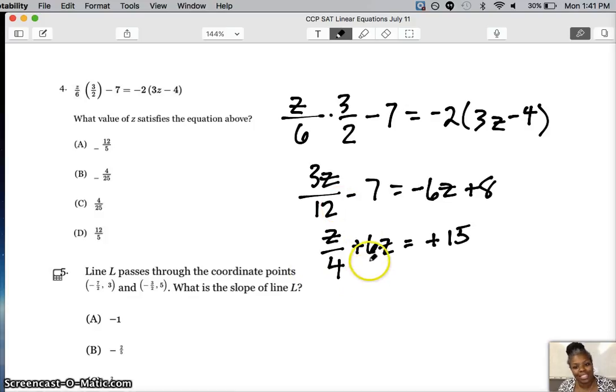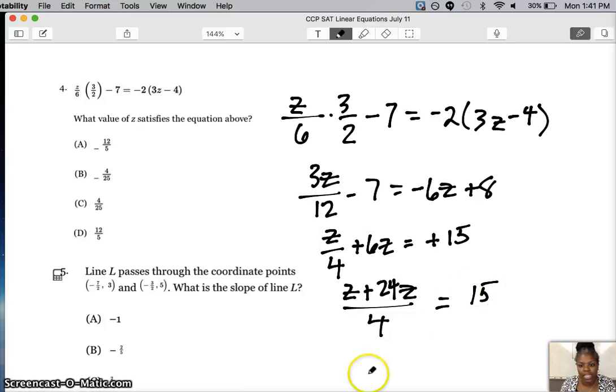And so now I'm going to join this together. Now I've got 2 different denominators. Let's make the denominator 4. So this is now 24 over 4. Get it? 4 divides into 24 6 times. Therefore, I'm talking about the same thing. So z plus 24z, you feel me, over 4 is equal to 15. So I get 25z over 4 is equal to 15.